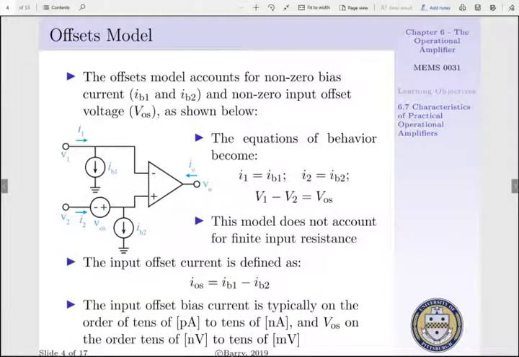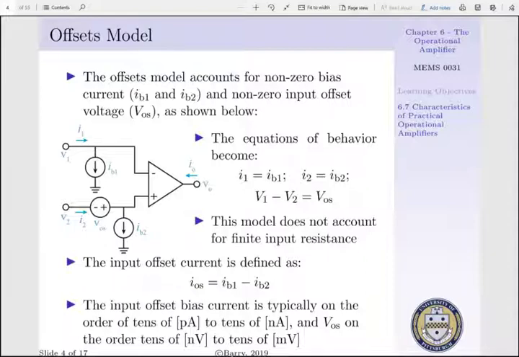Now, the offsets model accounts for non-zero bias currents. That is, if we look at the schematic on the left, where we would have I1 entering our inverting terminal and I2 entering our non-inverting terminal, we can place two current sources, IB1 and IB2, which are known as our bias currents. Additionally, our offsets model takes into account our non-zero input offset voltage, VOS. VOS is existing at our non-inverting input terminal.